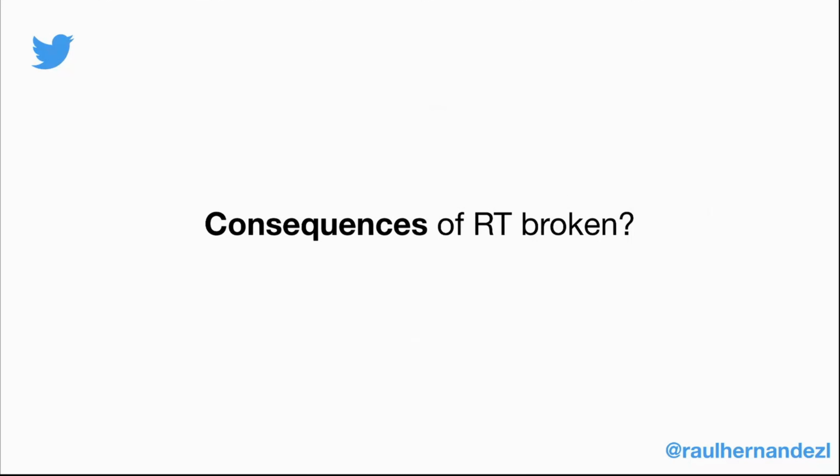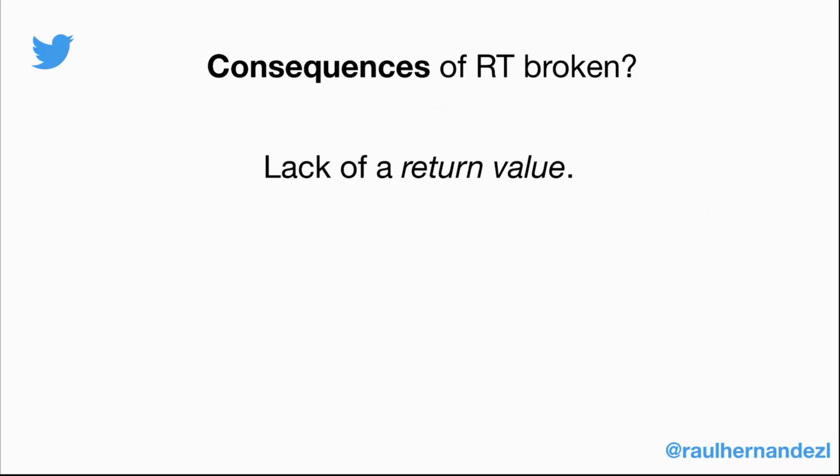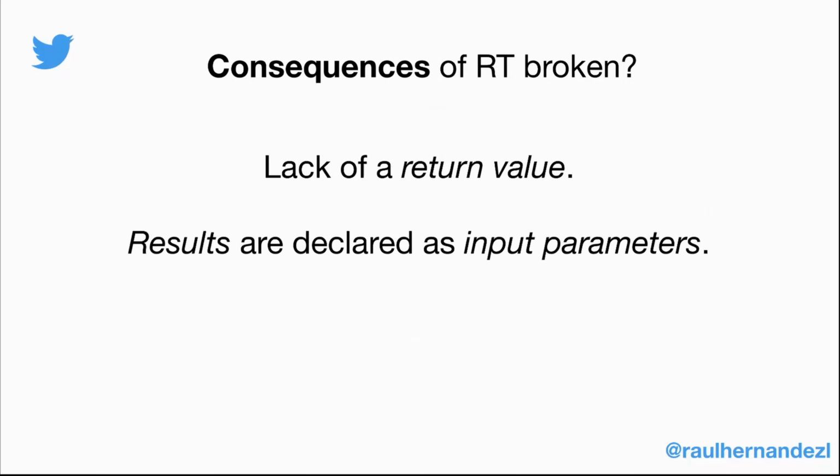But then if we use callbacks, which consequences does this referential transparency principle being broken have? So first of all, we have a lack of a return value in callbacks. We don't have a return value. We just have other input parameters that could be declared as the input for the next callback. And then every next callback is going to have another input, which is going to be the other callback. So this is actually very difficult to predict and to test, indeed.